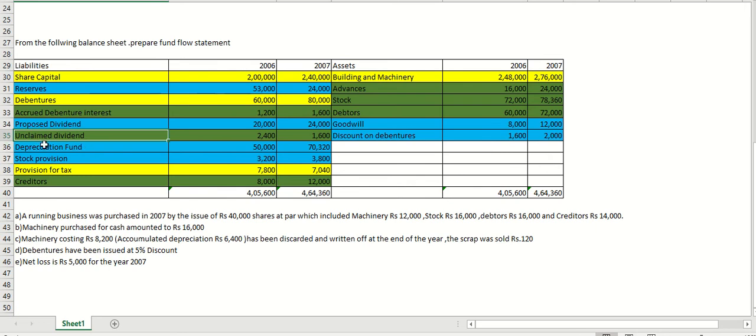Depreciation fund, the last year it is 50,000, the current year it is 70,300. We will account this in our depreciation account. So we will have a ledger account which is the depreciation account. According to that we will account it and show it as the respective balancing figure in your profit and loss adjustment account. The stock provision is again, the last year it is 3,200, the current year it is increased. The provision for stock has been increased, so it will be shown in your profit and loss adjustment account as 600, which is an increase. It is a provision for stock, which is an expense.